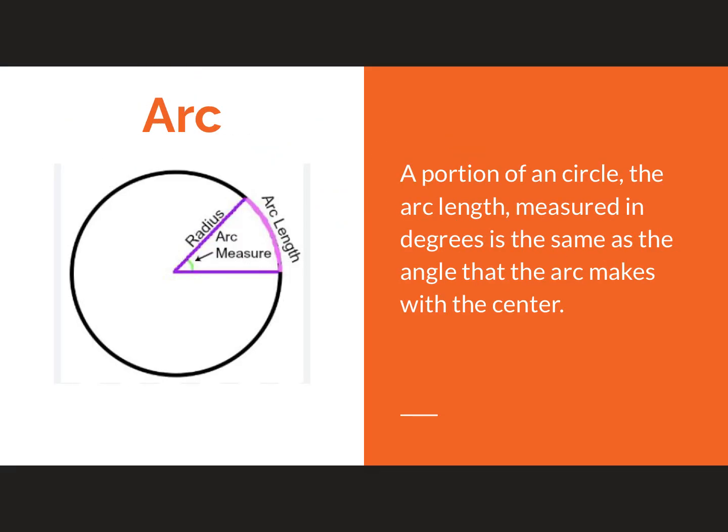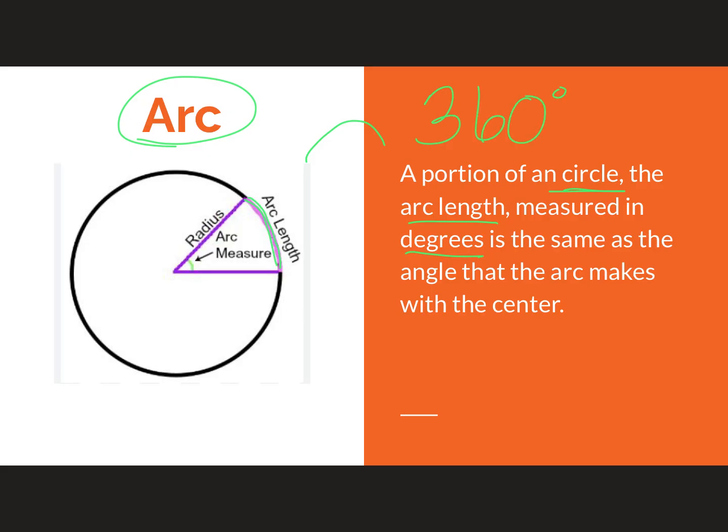The next word that we have here is arc. So it is a portion of a circle. So this right here is an arc. Any part of a circle is an arc. Rainbows are arcs. The arc length, that's how long the arc is measured in degrees. Remember that a circle has 360 degrees.